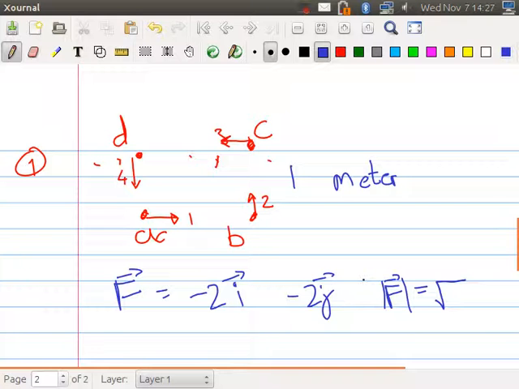Square root of x squared plus y squared. Pythagoras, we did this before. Square root of 2 squared plus 2 squared, 4 plus 4, that's 8. Do you remember this formula? Square root of x squared plus y squared. So the net force is 8.